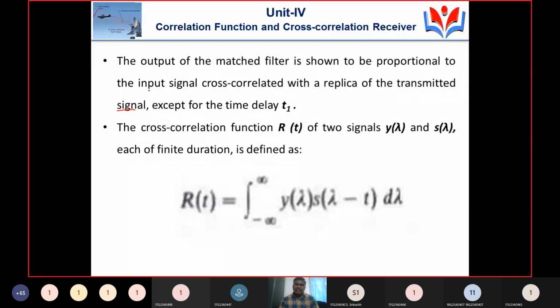Here we have two signals, y of lambda and s of lambda. Their cross correlation will be defined like this. We take the first signal as it is, and the second signal is taken with a delay of t. So the integral of y of lambda, s of lambda minus t, d lambda. This is the cross correlation definition, the cross correlation of two signals.